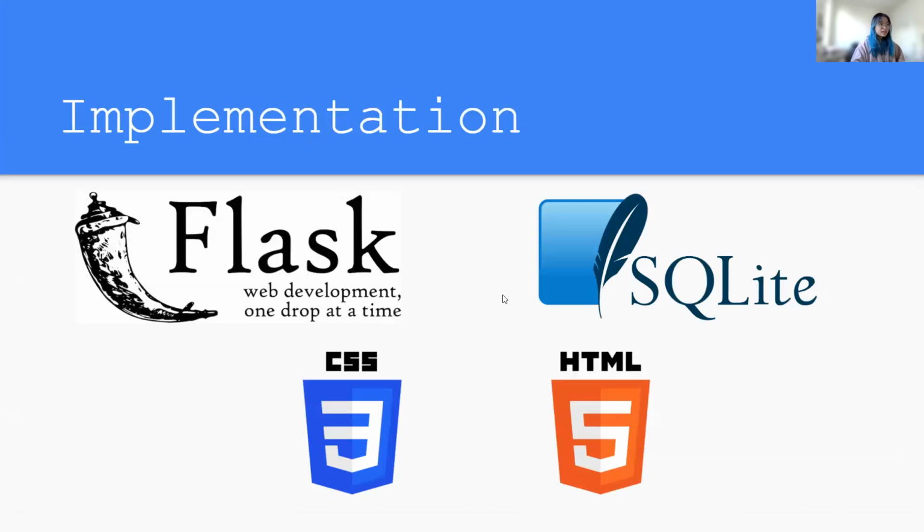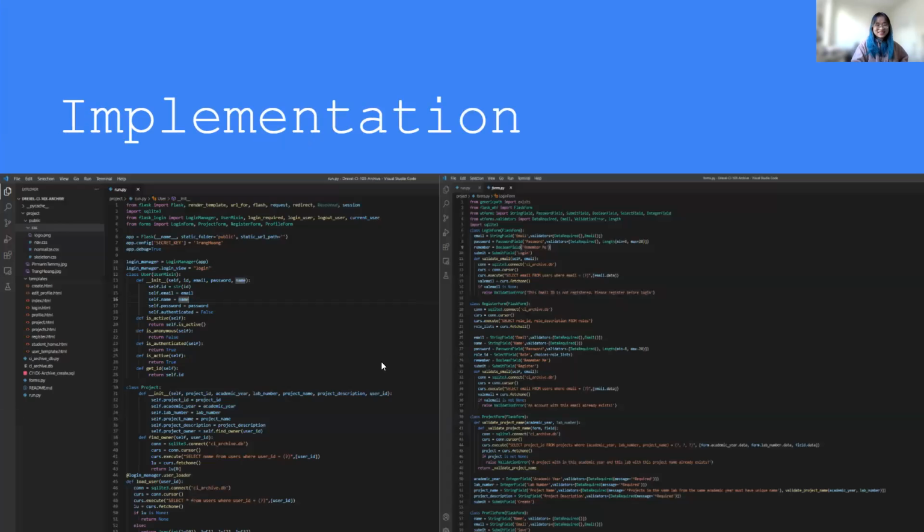So for implementation, I use Flask, which essentially is a Python framework that allows me to connect the front end HTML and CSS with the back end, which is SQLite 3, another Python library that is very packaged and small. So for the implementation, since I couldn't really take all of the screenshots, I'm only going to show the main Python scripts that are used to run and connect backend and front end.